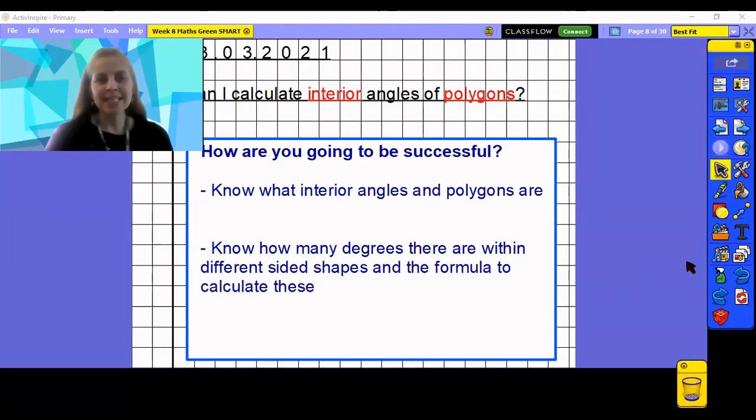Good morning, Year 6, and it is Wednesday the 3rd of March, and today we're going to be looking at calculating the interior angles of polygons.